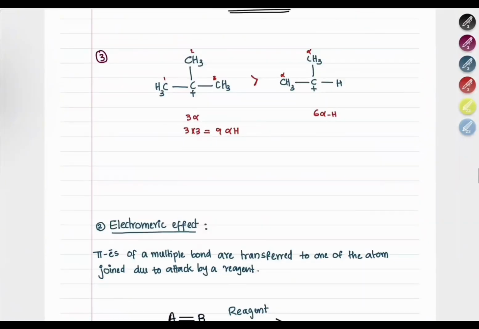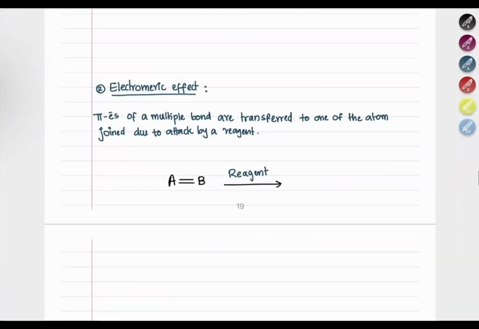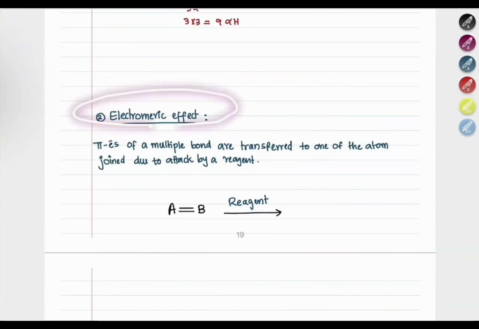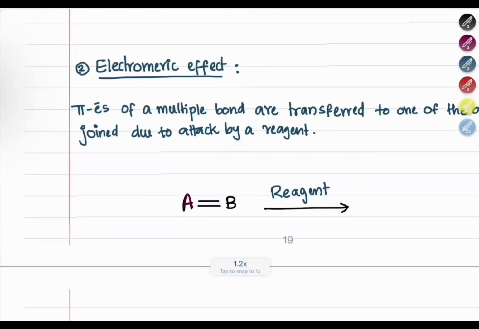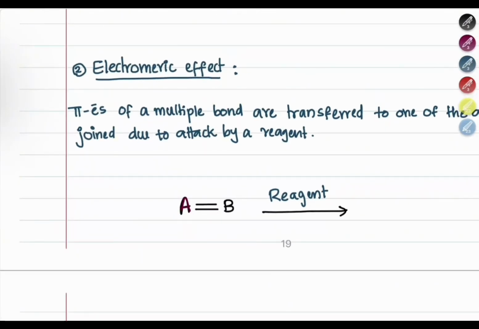Now we'll see the last electron displacement effect, that is the electromeric effect. The electromeric effect is the transfer of pi electrons of a multiple bond when an attacking reagent attacks the double bond. Suppose there is a double bond in our molecule between A and B. If a reagent is coming, the electron displacement is explained due to the electromeric effect. This effect is only valid when a reagent comes. If there is no reagent, then there is no electromeric effect. That's why this displacement effect is a temporary effect compared to the other 3 effects.